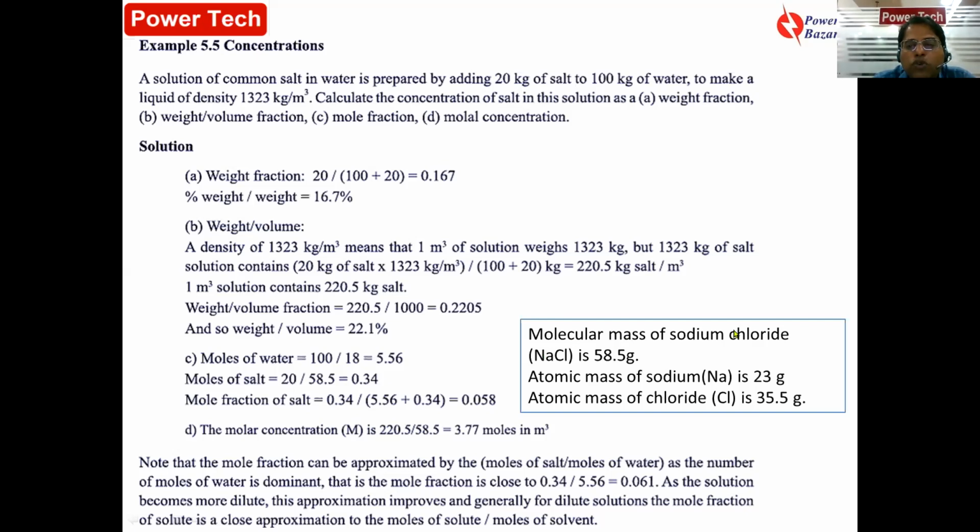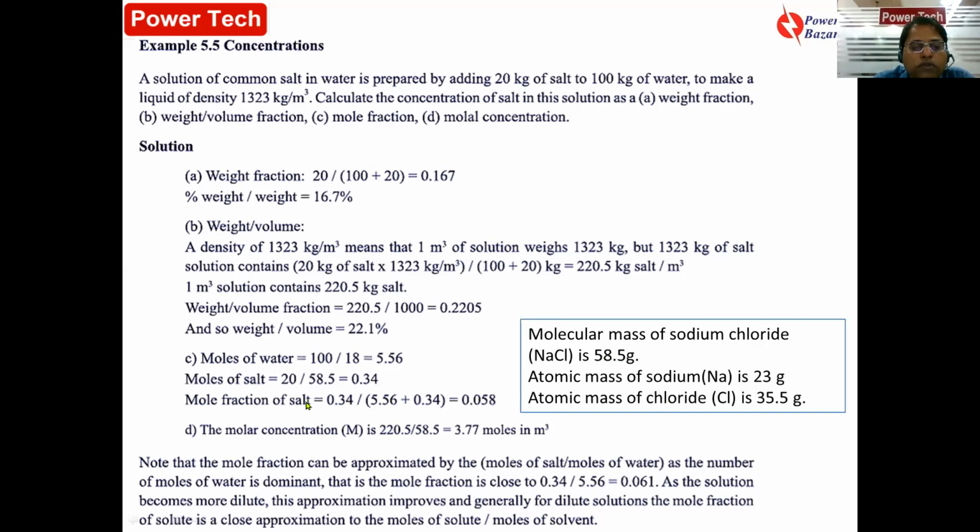Now, the molecular mass of sodium chloride, salt is basically sodium chloride, is 58.5 gram. You have to remember these, because the atomic mass of sodium is 23 gram, atomic mass of chlorine is 35.5 gram. Now, what are the moles of water? Let the basis be 1000 kg. So moles of water will be 1000 divided by 18, since H is 1 and O is 16, so H2O becomes 18. So moles of water is 5.56. What are the moles of salt? 20 by 58.5 gram, that becomes 0.34.